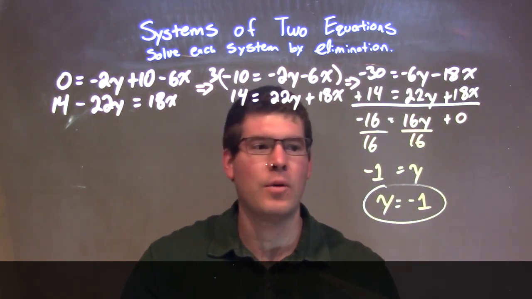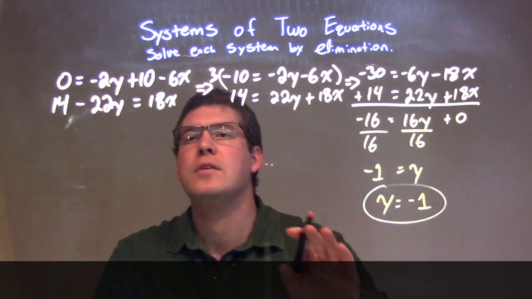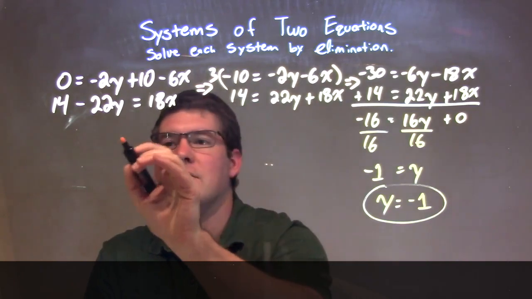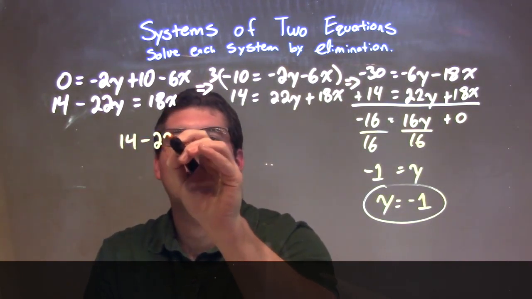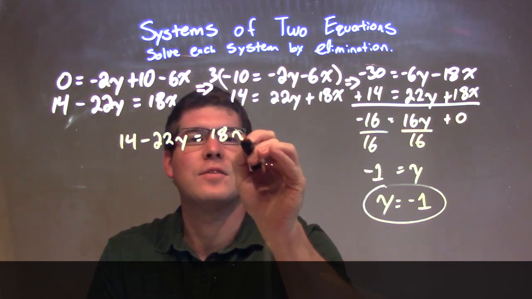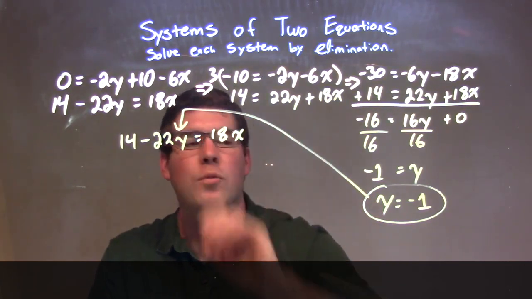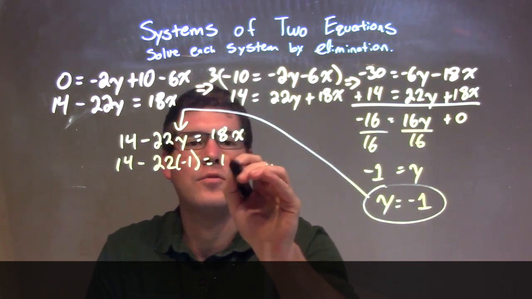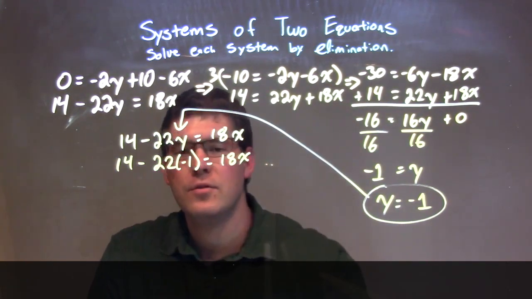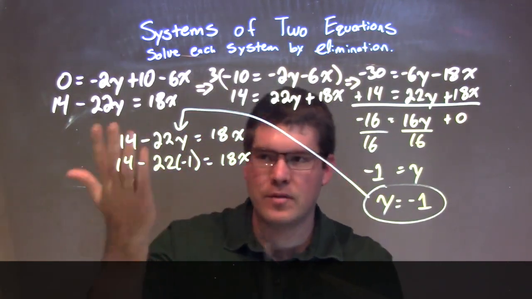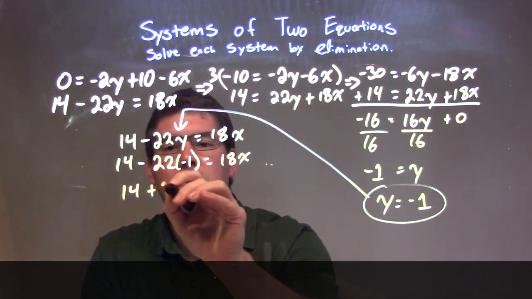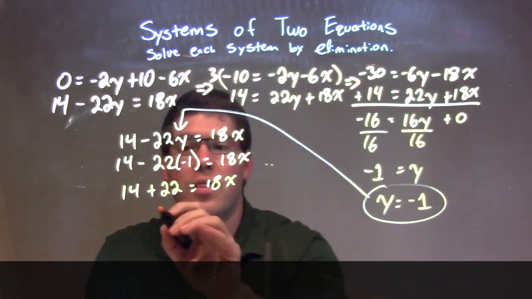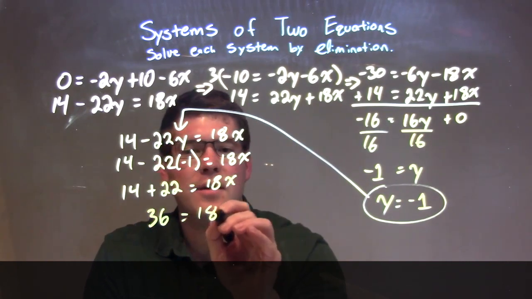The way I see that we can do that is, let's just go with the second equation. So I'm going to take that 14 minus 22y equals 18x, and I'm going to plug in negative 1 for y. So in doing so, I have 14 minus 22 times a negative 1 equals 18x. 22 times, well, it's a negative 22 really, times a negative 1 is a positive 22. So we have 14 plus 22 equals 18x. 14 plus 22 is 36 equals 18x.